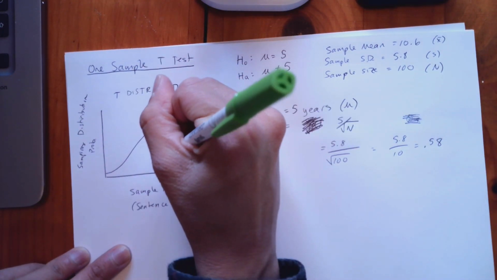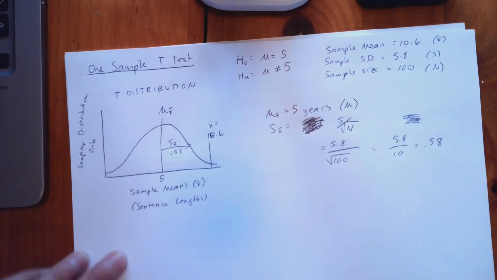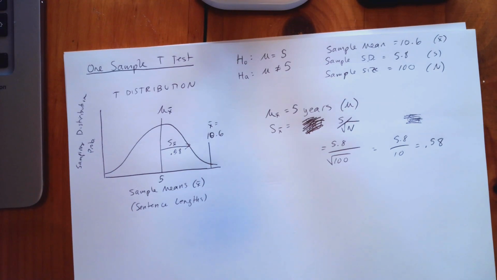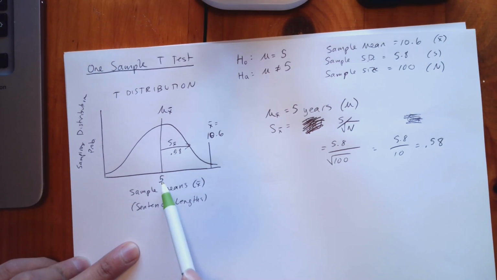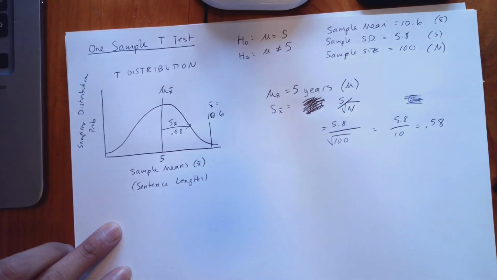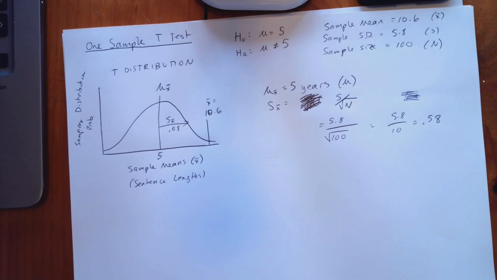So that tells us that in this sampling distribution, which is the sampling distribution that you'd get if the true population mean really was 5 years, we'd have a mean of 5 and a standard error of 0.58. And we're going to need this information in order to calculate our test statistic.